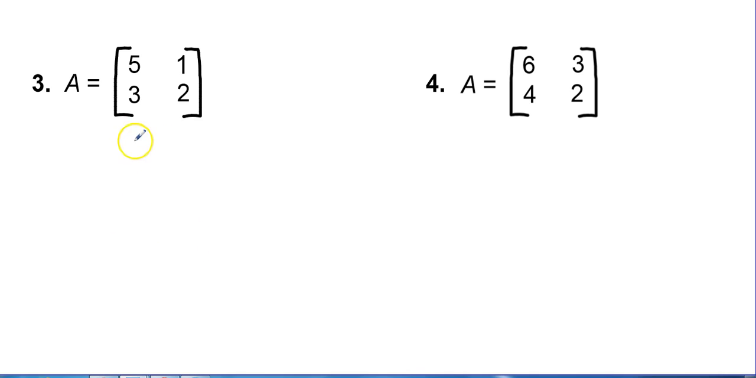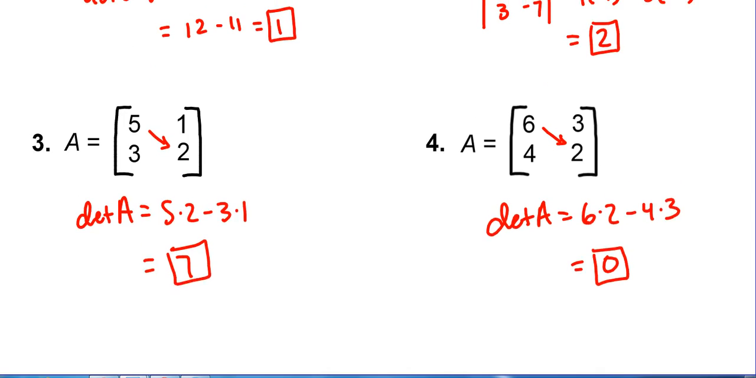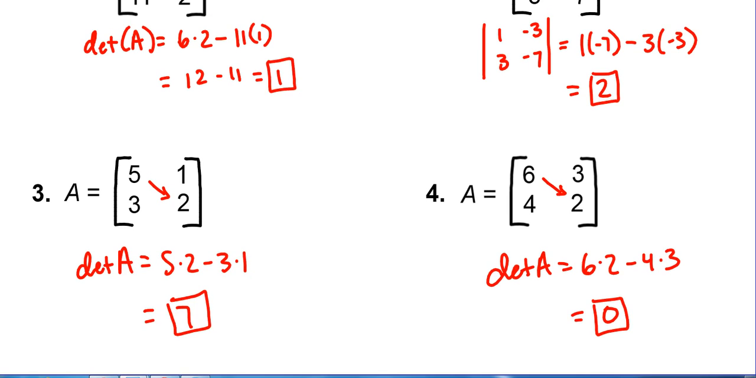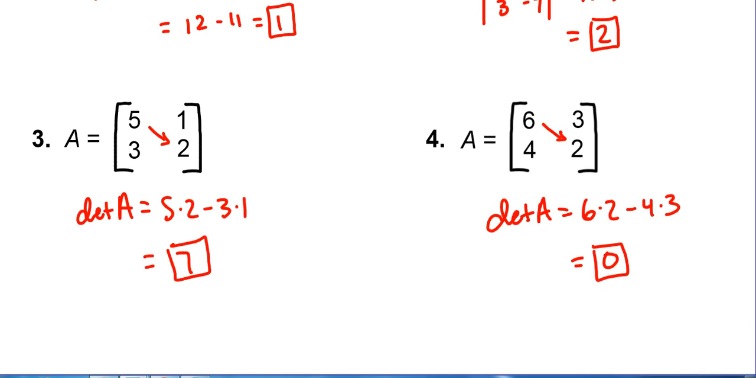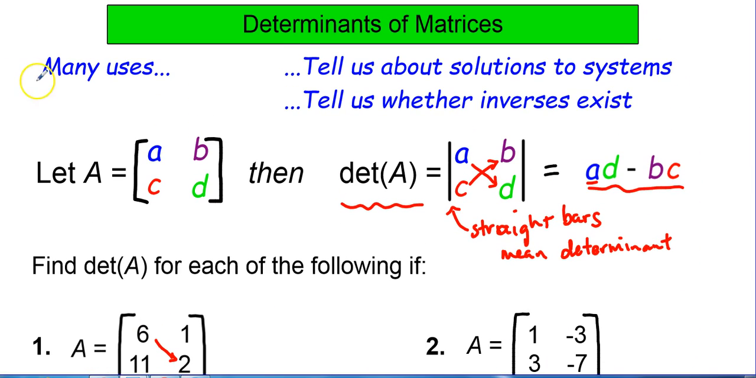Two more quick examples so you have enough to work off of. The determinant of A equals 5 times 2 minus 3 times 1. Simplifying, we get 10 minus 3, which is equal to 7. And the last one, the determinant of A equals 6 times 2 minus 4 times 3. That's 12 minus 12, so that gives me 0. There are some special properties going on with a couple of these, namely the fourth one, that we'll talk about in class. But there are some quick examples of how to find determinants of 2x2 matrices.